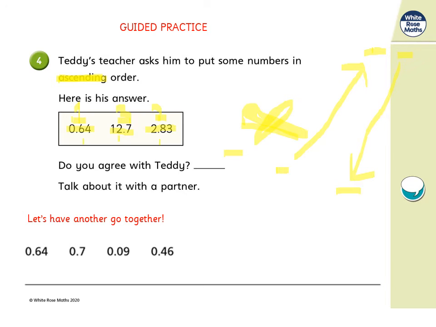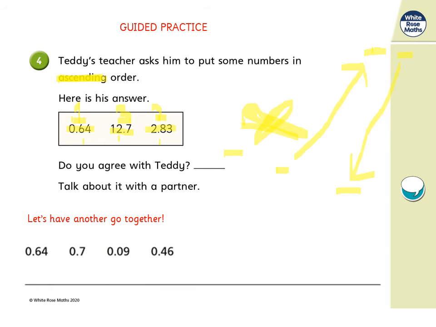Right, I thought now would be a good opportunity to have a go together. So we have the numbers 0.64, 0.7, 0.09 and 0.46. And as always, as we looked at all the other objectives, we always start at the highest value, which in this case is our ones. And you can all see that all the ones columns have a 0.